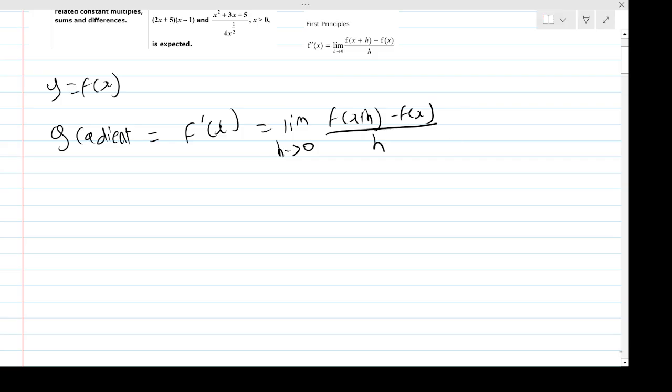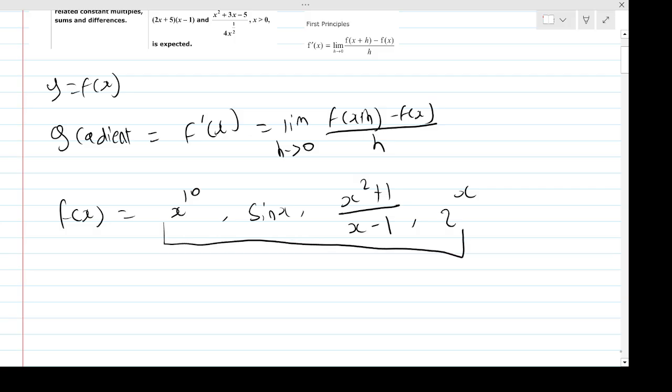So for example, in this course, let's say we have a function f of x equal to x to the 10, or sine x, or x squared plus 1 over x minus 1, 2 to the power of x. So many different functions, right? We can actually find the gradients or the gradient function of all of these. In other words, we can differentiate these various functions of x to find the gradient function.